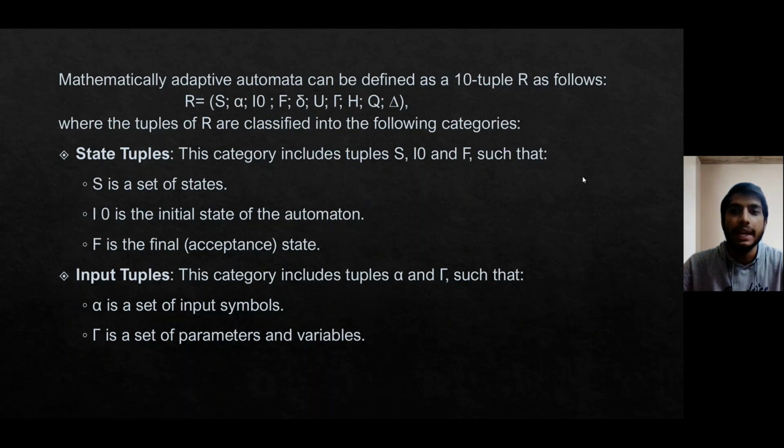Mathematically, adaptive automata can be defined using a set of 10 tuples, where tuples can be classified into the following categories. State tuples: set S, the set of states, I naught, the initial state of the automata, and F, the final states. Input tuples. This category includes tuples like alpha and gamma. Alpha is the set of input symbols, gamma is the set of parameters and variables.